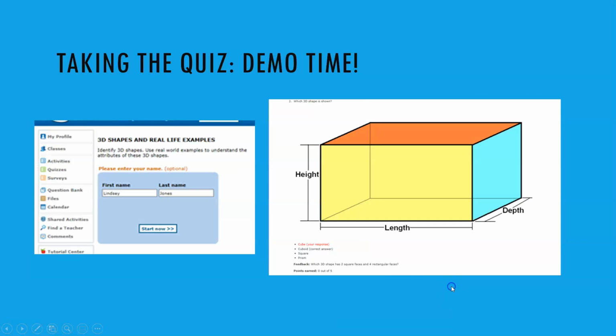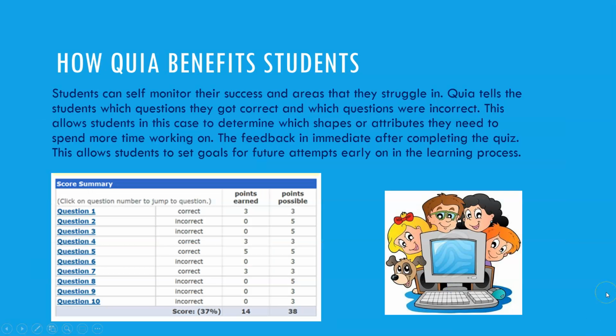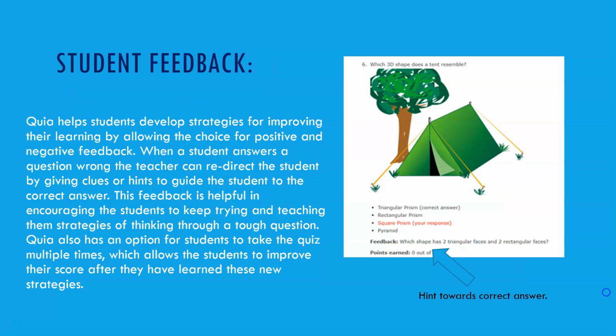Okay, so Quia does have a lot of benefits for the student. The student can self-monitor their success in areas that they struggle in. Quia tells the students which questions they got correct and which questions were incorrect. This allows students, in this case, to determine which shapes or attributes they need to spend more time working on. And the feedback is immediate after completing the quiz, which allows students to set goals for future attempts early on in their learning process. So the student feedback, I think, is phenomenal with this tool.